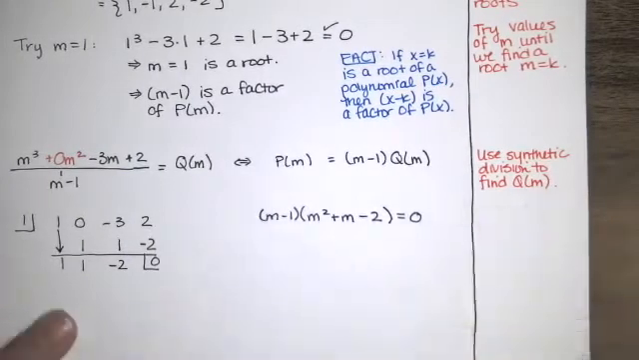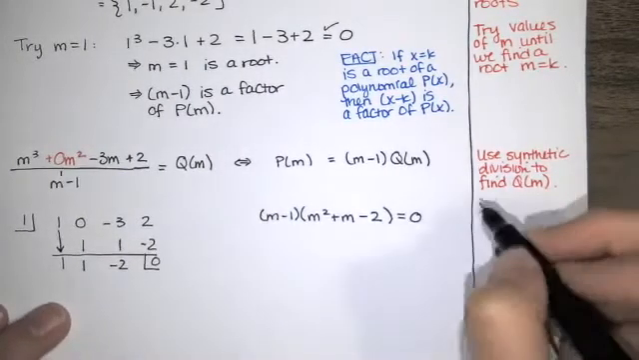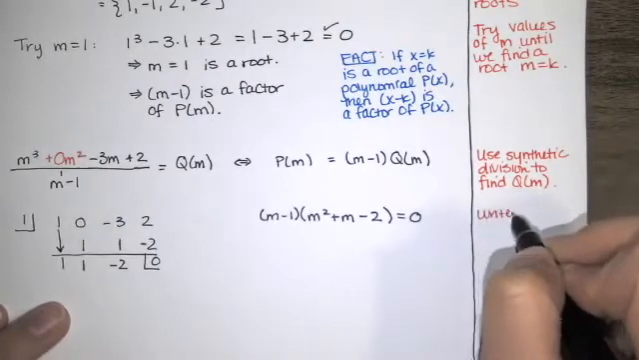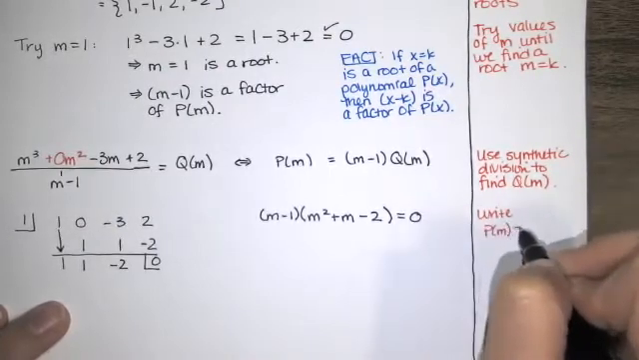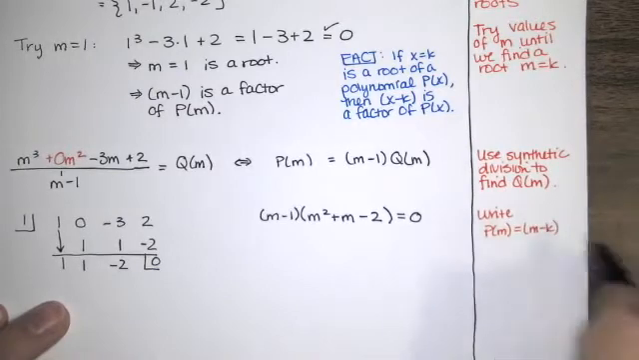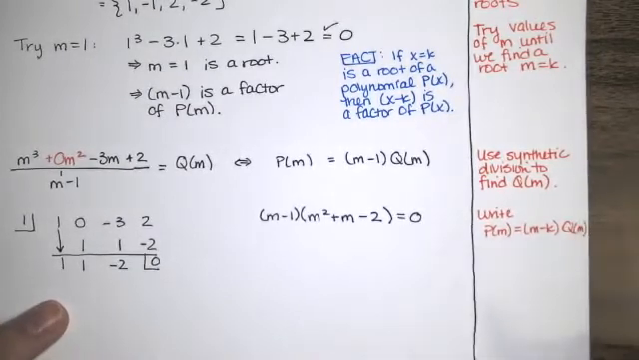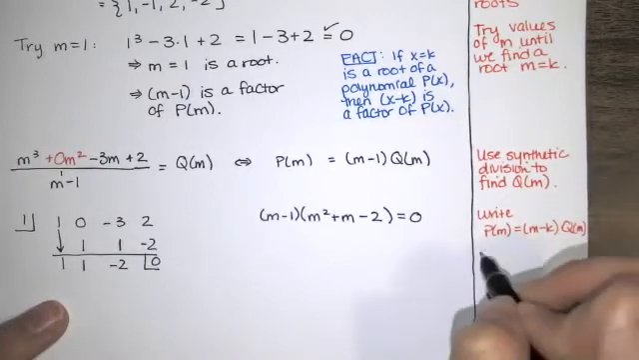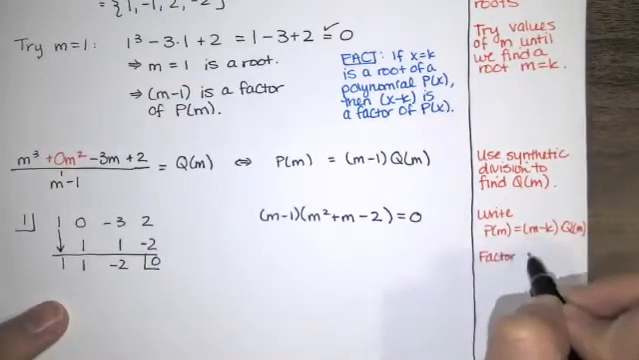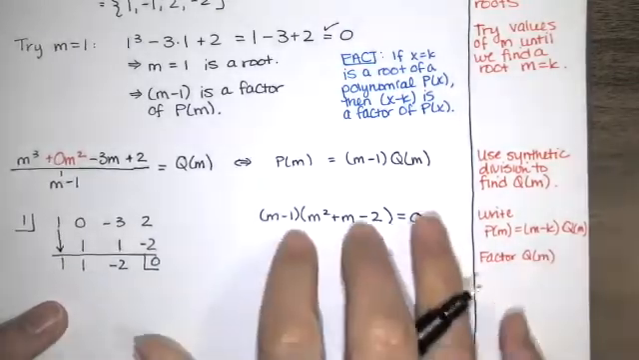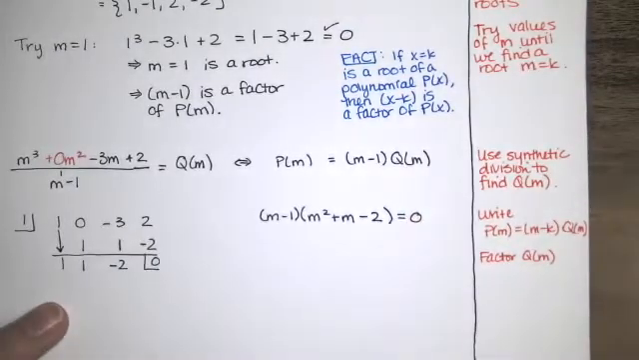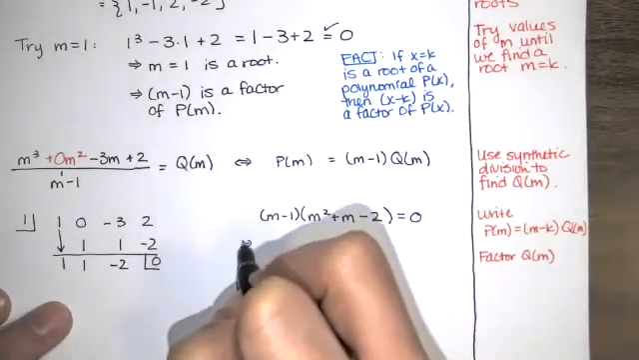So we found Q of M. We write that polynomial as that factor corresponding to the root times Q of M. And then you want to factor Q. Or in other words, you're just trying to factor this as much as possible. Now, if this is quadratic and you don't know how to factor it, you can always use the quadratic formula.